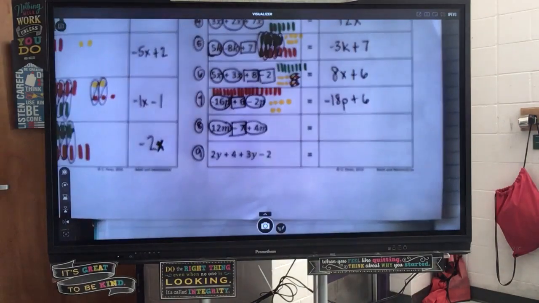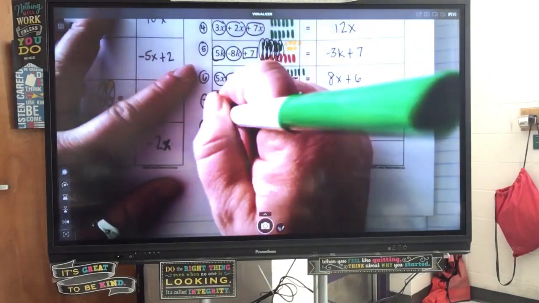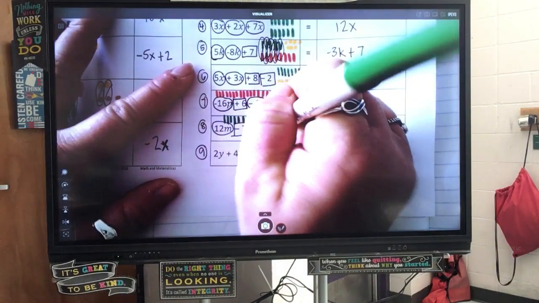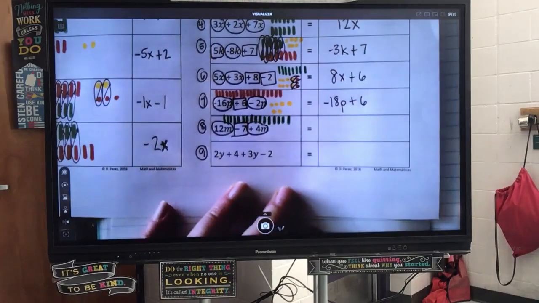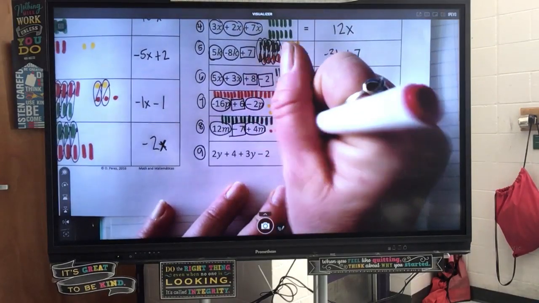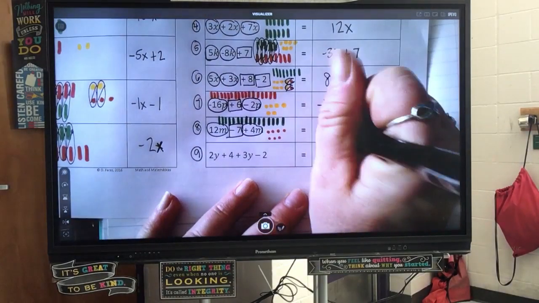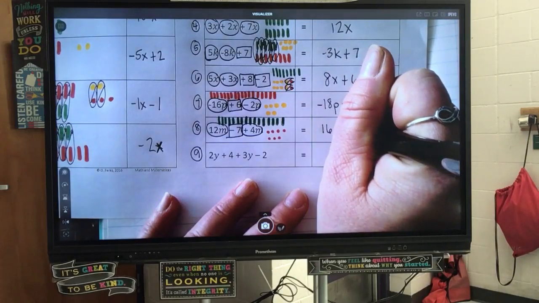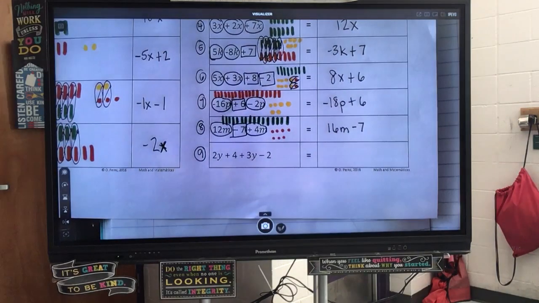So, Leo, how many positive m's do I have? You have 16 positive. And Leo, how many negative 1's do I have? Seven negative 1. So then what is my expression gonna be? 16m and... minus 7. Okay, and then the last one, we have 2y plus 4 plus 3y minus 2.